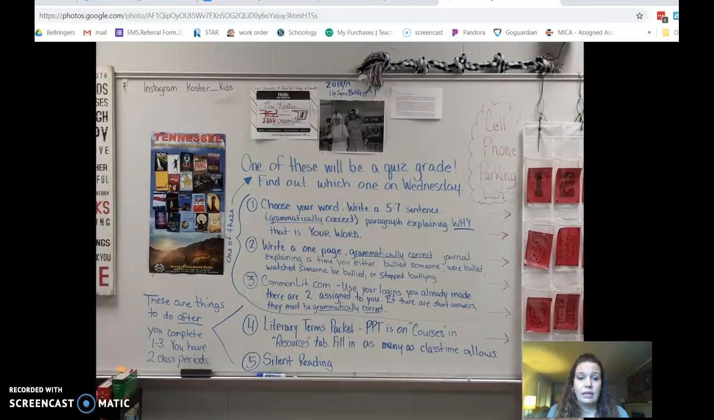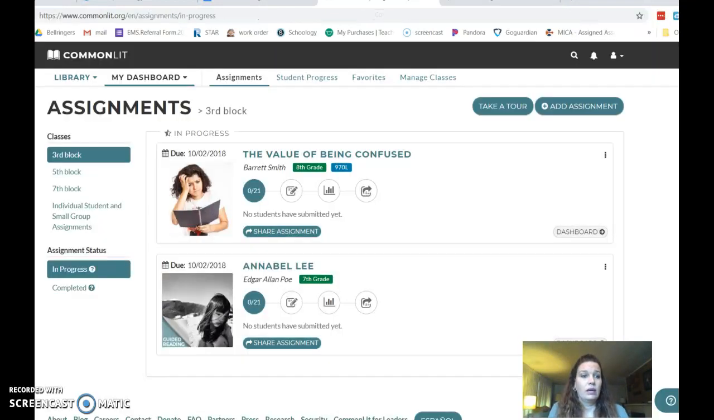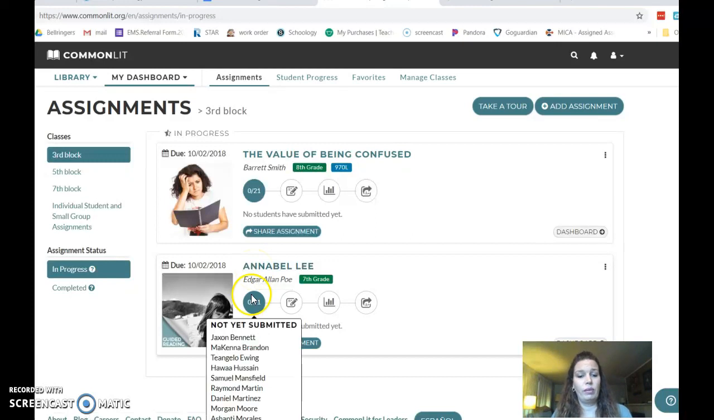And then the third thing, there's actually 4 things total there that I might grab to grade. The third and fourth one are CommonLit. So your CommonLit is here. You go to commonlit.org. I've got to change that on the board. It's commonlit.org. And you've got 2 of them up here for you, The Value of Being Confused and Annabel Lee, which is an Edgar Allan Poe poem.